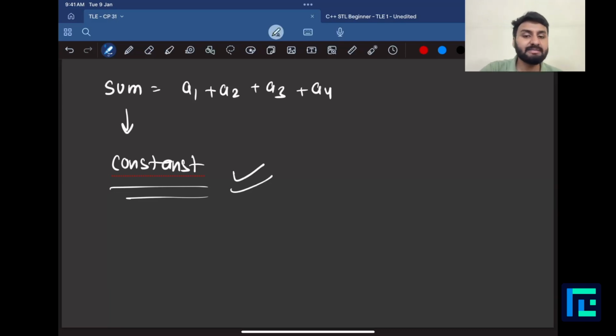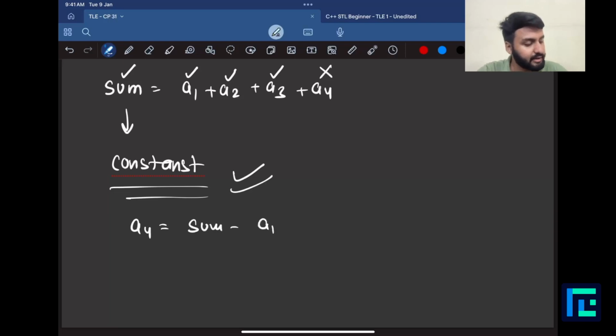And to be very specific, do we get this value? I do have A1 with me, I have A2, I have A3, but I don't have A4. If I know the sum value, then I will get A4 by simply saying A4 becomes sum minus A1 minus A2 minus A3. The argument is, do you know the value of sum? I know A1, I know A2, I know A3. Of course, right? By common sense.